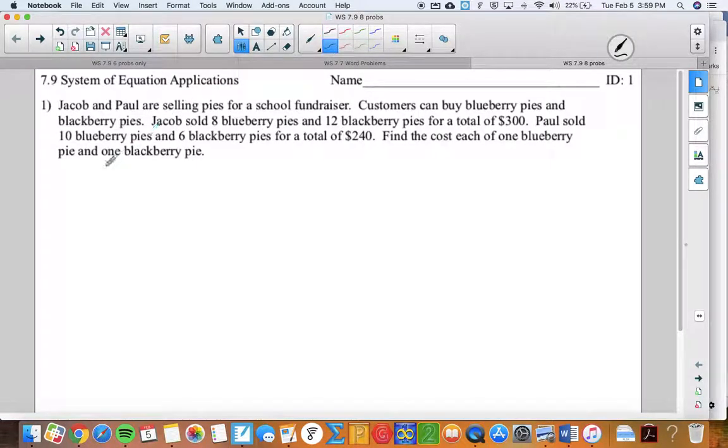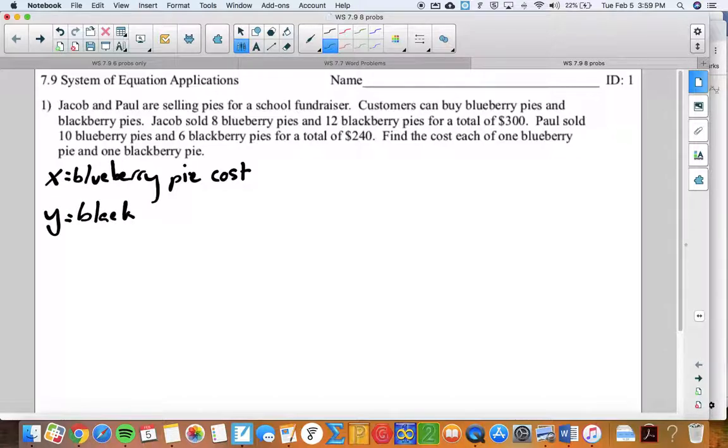So there are two variables here. I'm going to let x be the blueberry pie cost I'm looking for, and y the blackberry pie cost I'm also looking for. That is what I need to answer in order to be done with this problem. There's a lot of information out there.